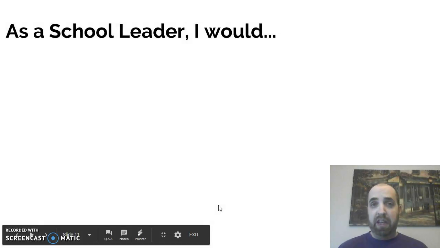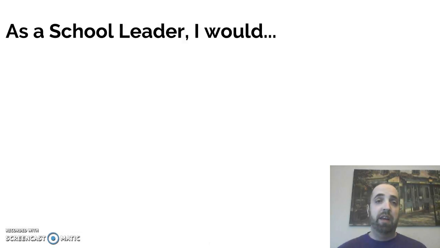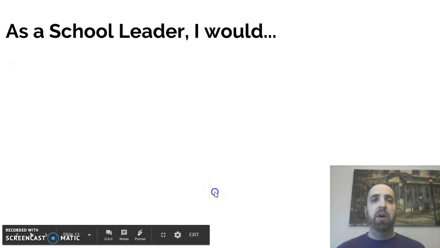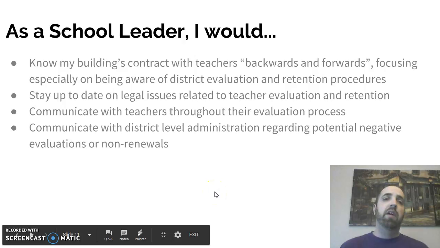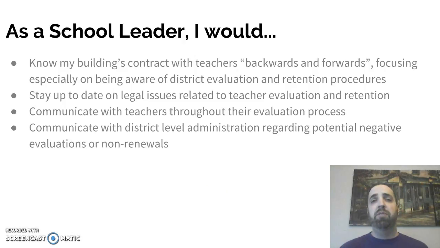As a school leader, in order to keep up on this and make sure I do the right things, there are several steps I wrote down as things I would want to take care of. First of all, I need to know my building's contract with their teachers backwards and forwards. This is especially true for the portions that deal with non-renewal and teacher evaluation. That's a contract agreed to by the district as well as all the teachers. So as long as I follow that contract to the T when going through with poor evaluations or non-renewals, I should be in the clear.